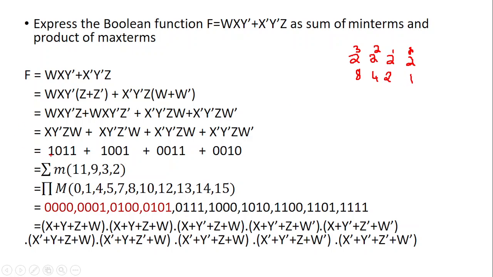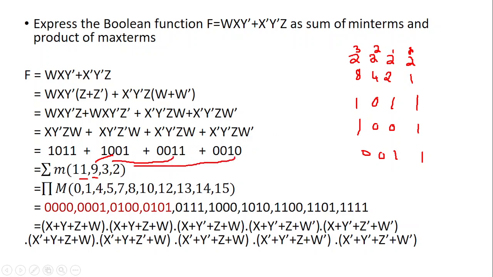What is given over here is 1 0 1 1. So 8 plus 2, that is 10. 10 plus 1 is 11. So you write 11. 0 0 1 0 0 1: 8 plus 1, it is 9. Okay, this term is 9. 0 0 1 1: 2 plus 1 is 3. You write that 3. This is the binary equivalent.